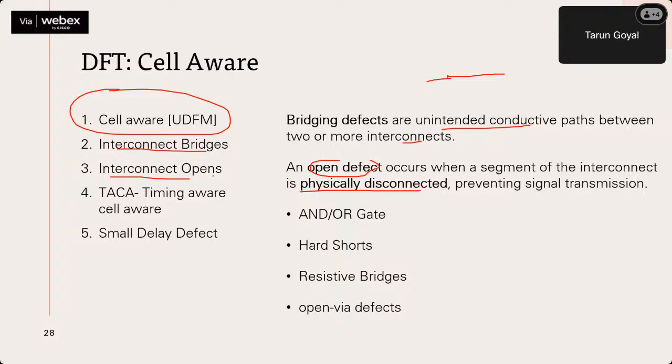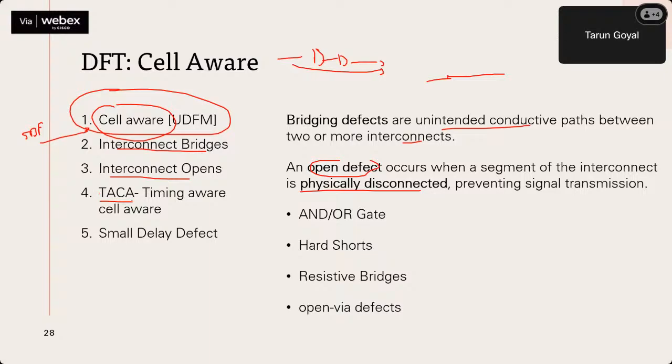So there can be static and, again, dynamic. Static is kind of stuck-at and dynamic is the transitional kind of defect. Then coming to the TACA, which we call the timing aware cell aware. So we are doing the cell aware, and along with that we are doing the UDFM from SDF also, reading every AND gate's delays, how much this propagated, and based on that we are generating.